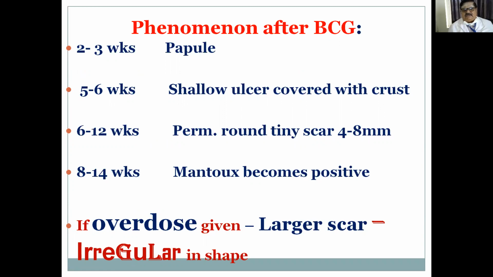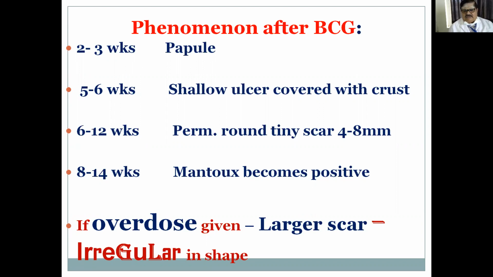It shows some reactions. At 2 to 3 weeks, at the site of inoculation, you develop a papule. At 5 to 6 weeks, a shallow ulcer covered with crust. At 6 to 12 weeks, a permanent, round, tiny scar, about 4 to 8 millimeters. And at 8 to 14 weeks, Mantoux becomes positive, which was earlier maybe negative in people who were never exposed. If an overdose is given, what happens? A large scar, irregular in shape.